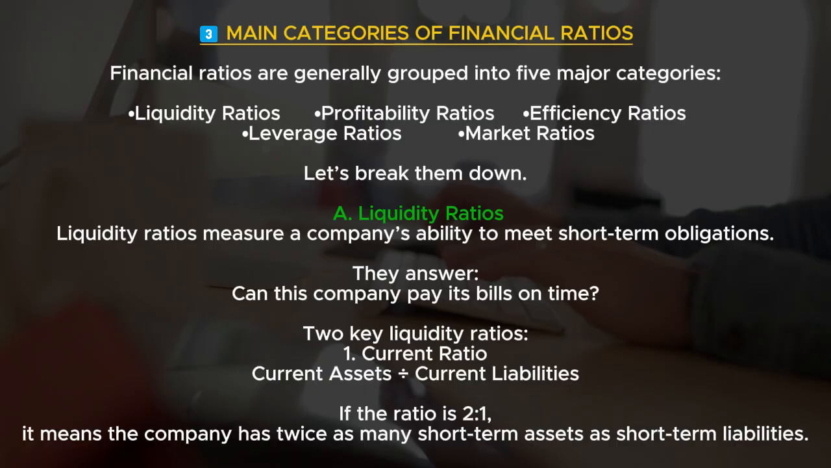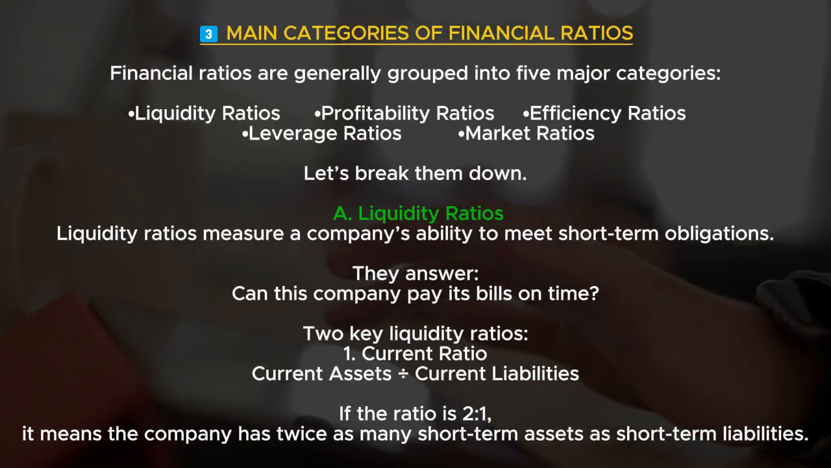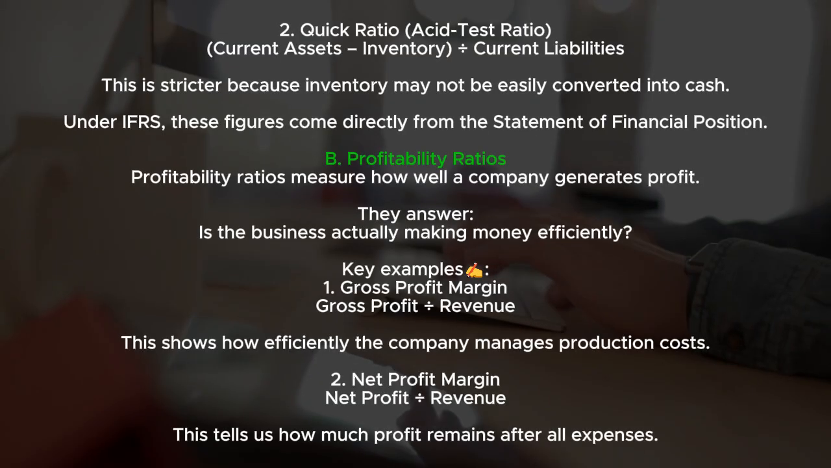Liquidity ratios measure a company's ability to meet short-term obligations. They answer, can this company pay its bills on time? Two key liquidity ratios. 1. Current ratio. Current assets divided by current liabilities. If the ratio is 2 to 1, it means the company has twice as many short-term assets as short-term liabilities. 2. Quick ratio, or acid test ratio. Current assets minus inventory divided by current liabilities. This is stricter because inventory may not be easily converted into cash. Under IFRS, these figures come directly from the statement of financial position.